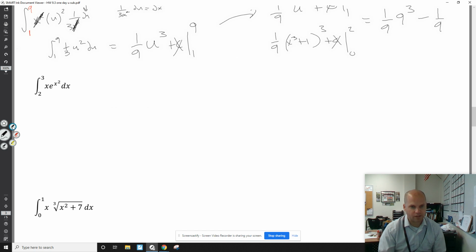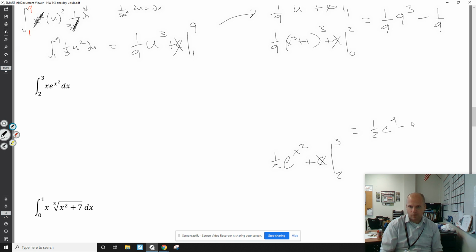All right, let's see if we can get the answer right away. I know it's e to the x squared. The derivative is e to the x squared times 2x, and I want 1x, so I need a 1/2. If you got this, great. You're skipping some stuff, but you're ready to change bases when asked. I think the answer is going to be 1/2 e to the 9th minus 1/2 e to the 4th.